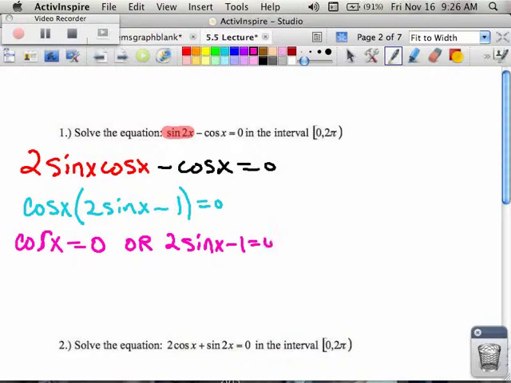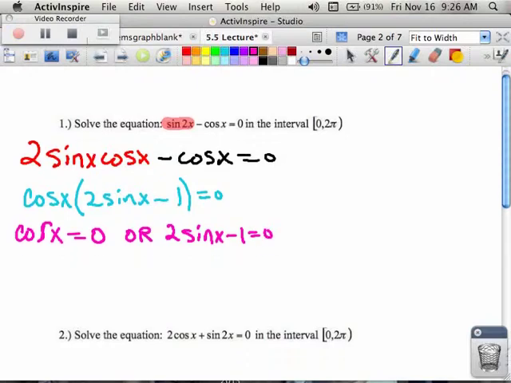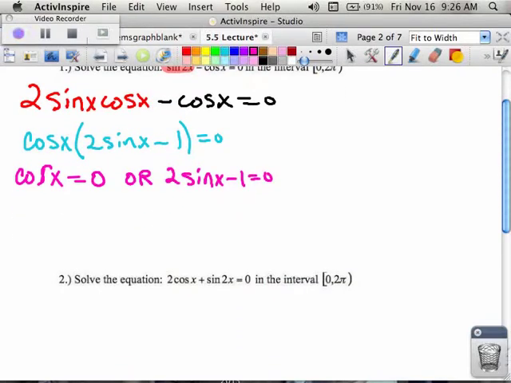Let's say we look at the left-hand side. And you ask yourself, where is the cosine 0? Is it at 90 degrees? Pi over 2. Yes, 90 degrees, or 3 pi over 2.